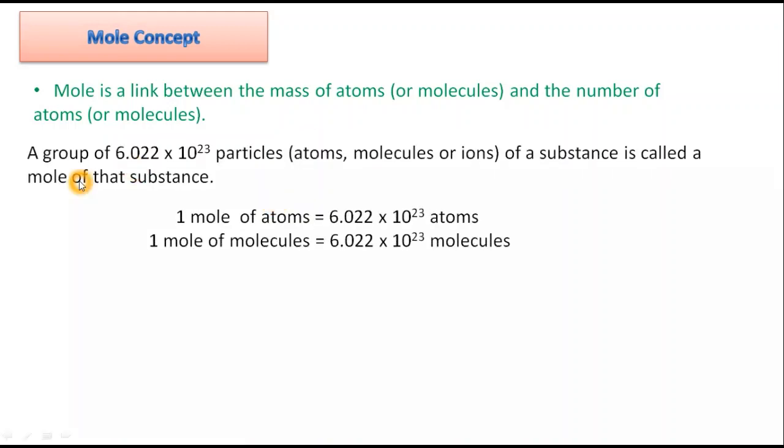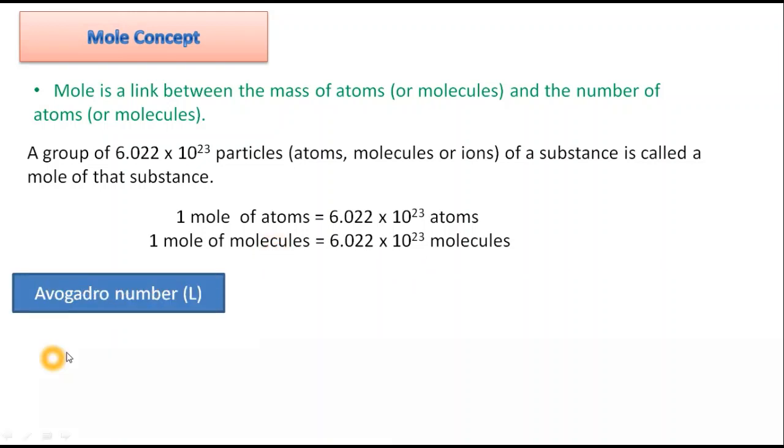So the group of 6.022 × 10^23 particles of a substance is called a mole of that substance. It means that if we are having atoms, then 1 mole of atoms is equal to 6.022 × 10^23 atoms. And if we are having molecules, then 1 mole of molecules is also equal to 6.022 × 10^23 molecules. So it's obvious that we can have a mole of atoms or a mole of molecules of a substance.